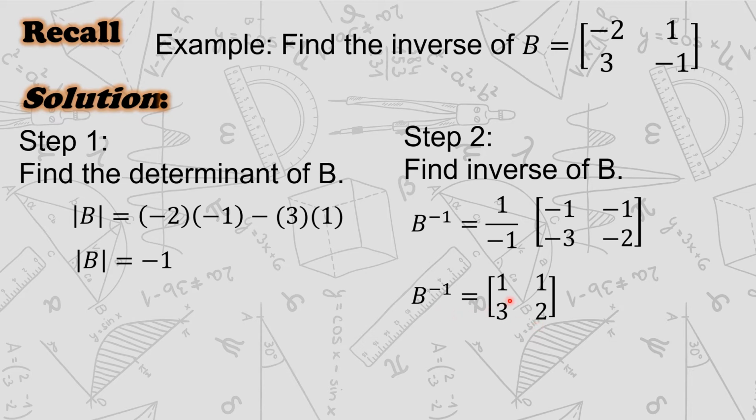Also recall that the product between the matrix and its inverse is an identity matrix. In this case, the original matrix B is a 2 by 2 square matrix. Of course, the inverse of matrix B will be a 2 by 2 square matrix. Hence, the product of B and its inverse is a 2 by 2 identity matrix with 1, 0 on the first row and 0, 1 on the second row.